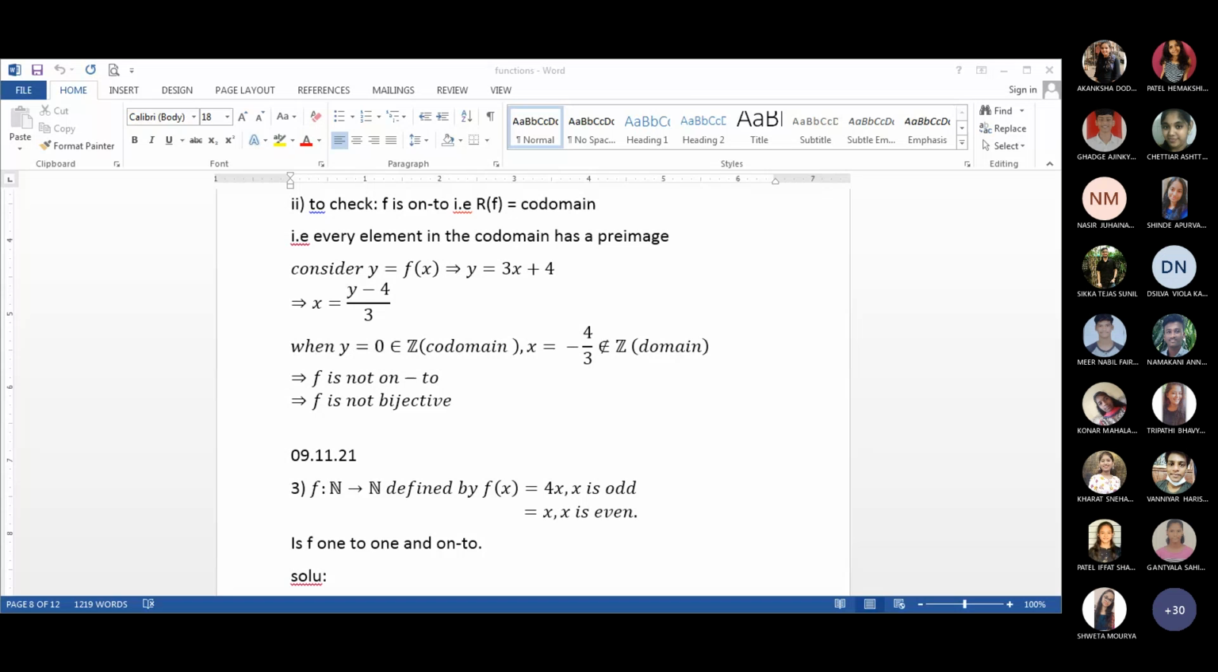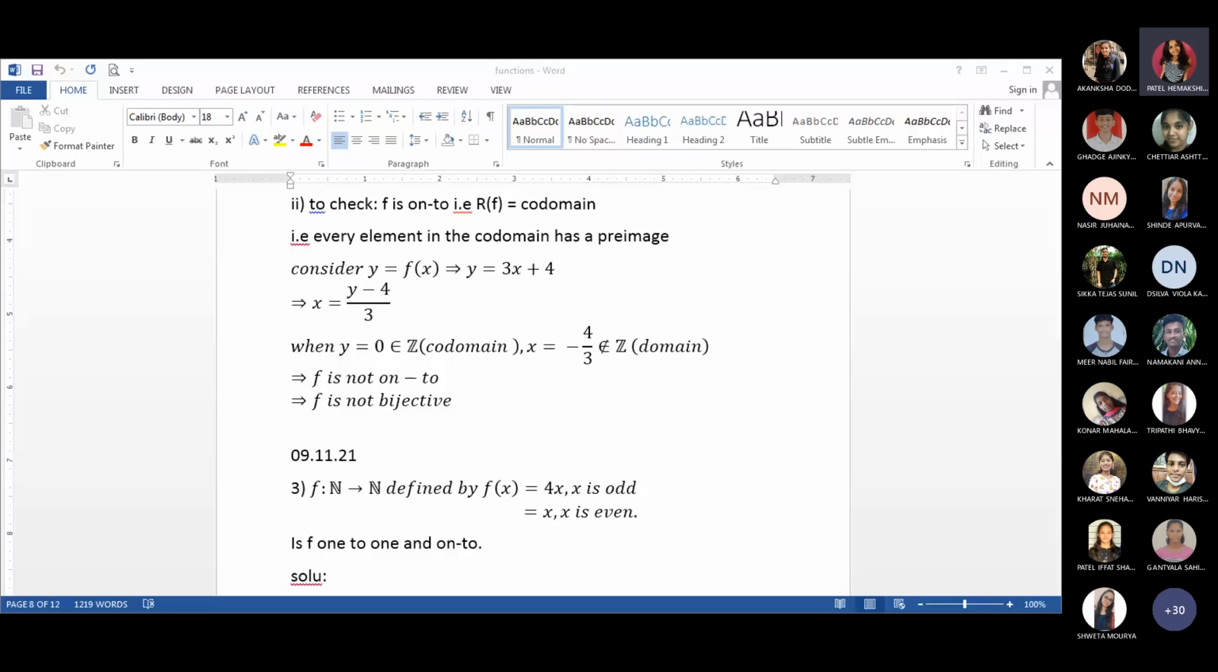Okay, chalo. So since Himakshi has tried to give the answer for the 1 to 1 part, we will discuss that. Himakshi, can you unmute yourself? And can you just tell again why you think it is 1 to 1? Yes sir. For any element we need different pre-images, it can't be the same.